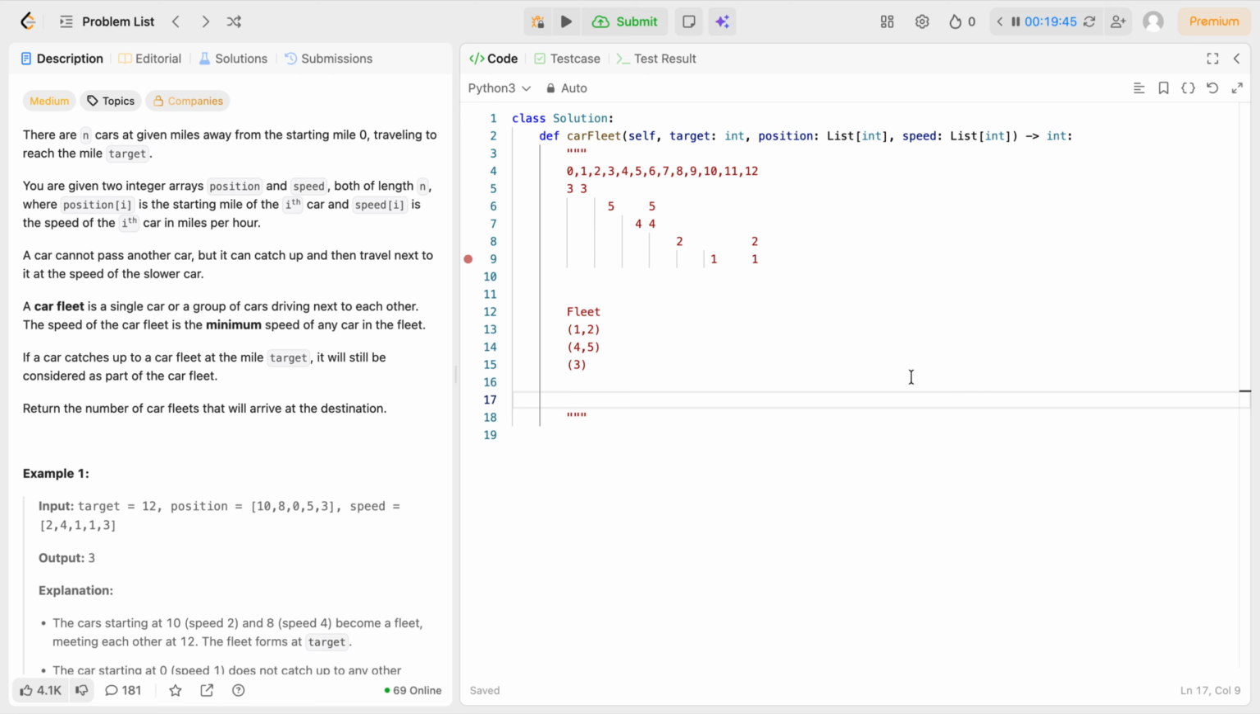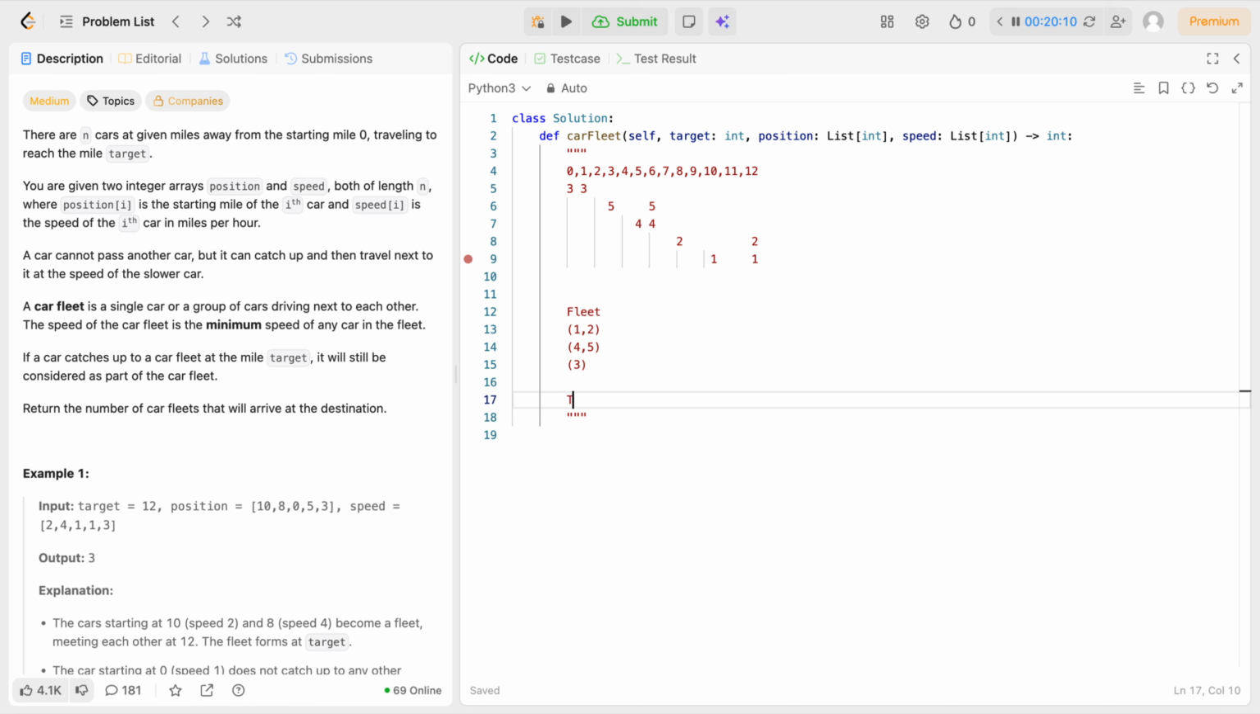What was I gonna do? Right, fleet speed. Or maybe if I have permission, I can change the speed of the car that's added to the fleet to be the minimum. Maybe I can mutate the parameter, but probably not best practice. Position we just need once at the beginning. Yeah, that's what I think.